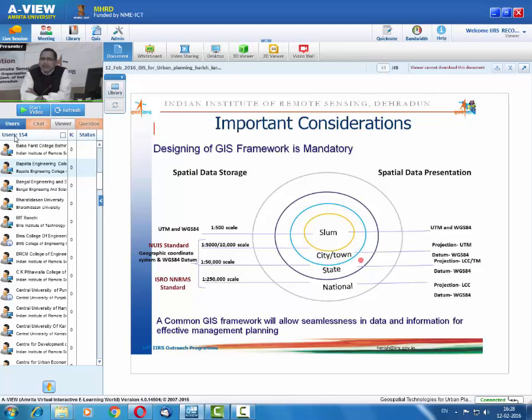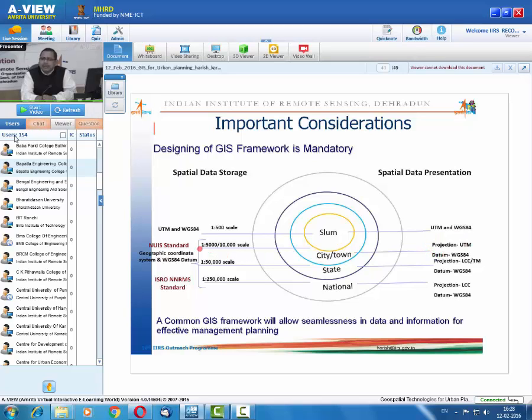Then when you go to the city level, you can see the projection system is completely changed from LCC to UTM. Because if you learn about projection systems, you will see that different types of projection systems are used for different purposes. Some projections are focused on preserving area, sometimes they preserve size, sometimes directions, or shape. Based on this, projection systems are being used.